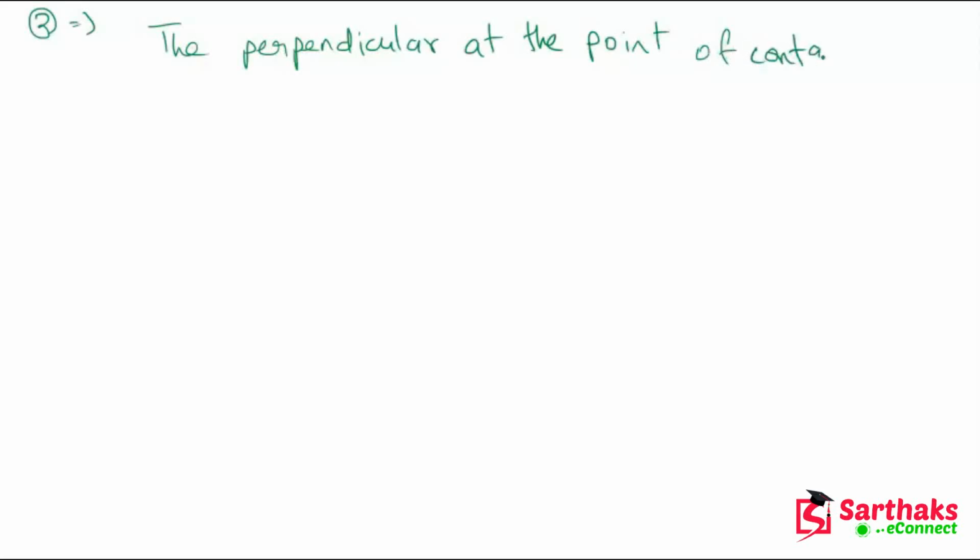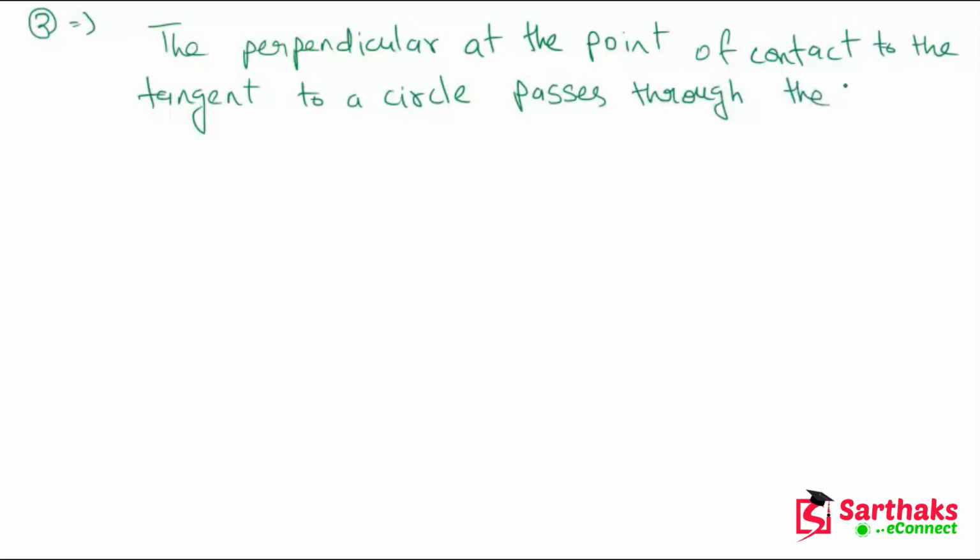So now let's move on. The third property is that the perpendicular at the point of contact to the tangent to a circle passes through the center.